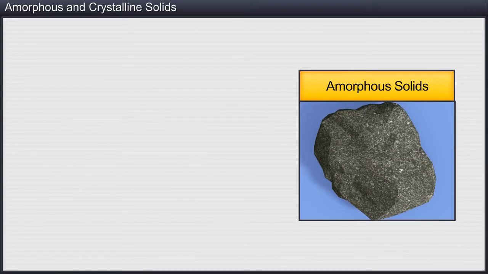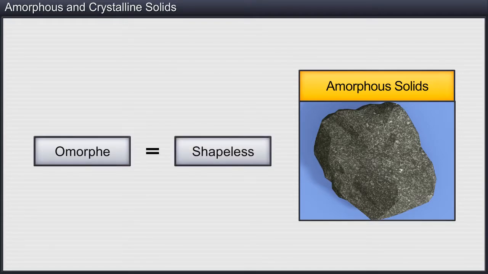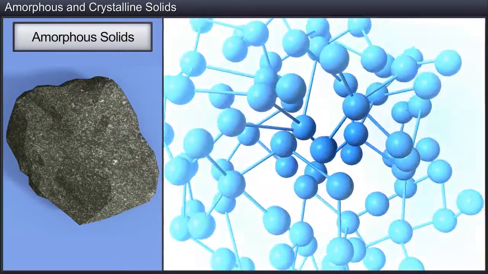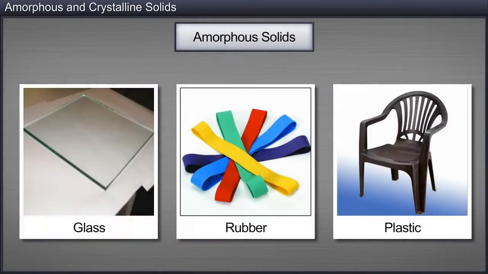The term amorphous has been derived from a Greek word, omorph, which means shapeless. An amorphous solid consists of a number of constituent particles arranged in a random manner. Thus, amorphous solids do not have any definite geometry. There is short-range order, which means that there is an irregular arrangement of particles that repeats itself to a certain extent only. Glass, rubber, and plastics are examples of amorphous solids.